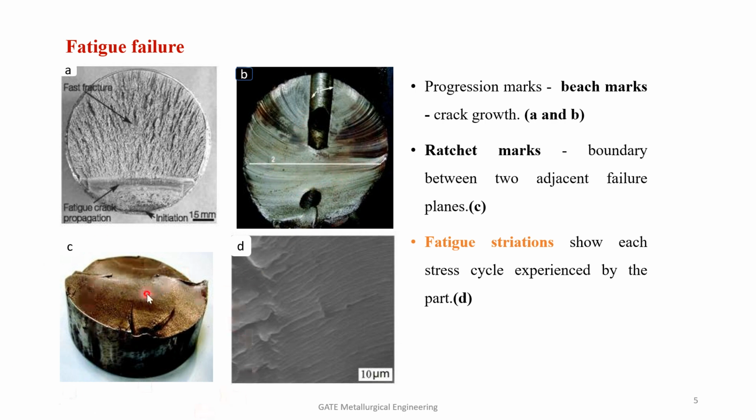And if we observe macroscopically, we will have ratchet marks. That ratchet mark will be at the boundary between two failure planes. And we will see multiple fatigue striations, and each striation represents a stress cycle that was experienced by the part. So that is what happens in fatigue failure.